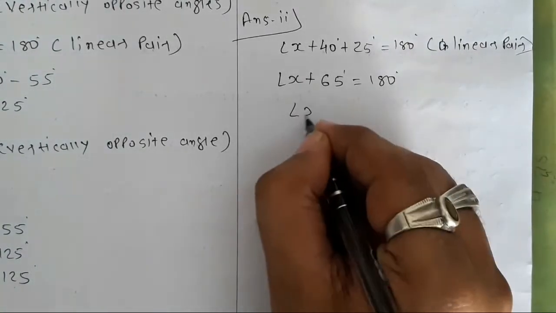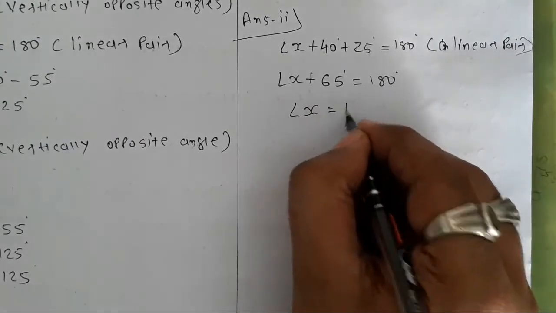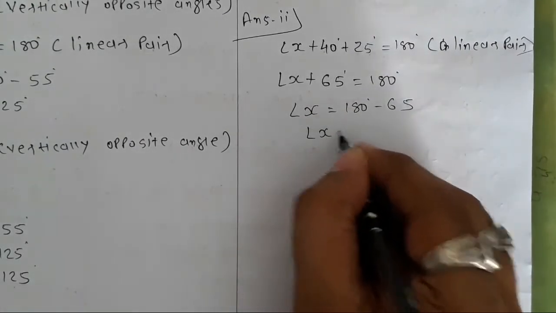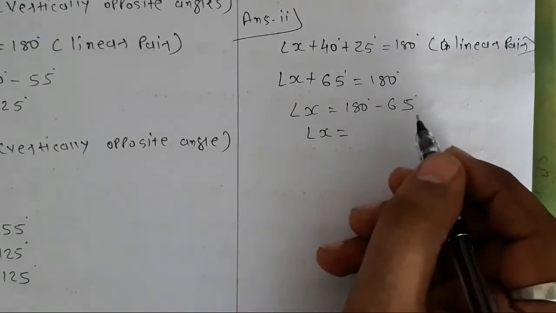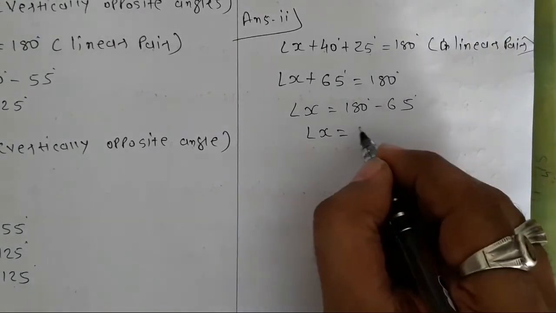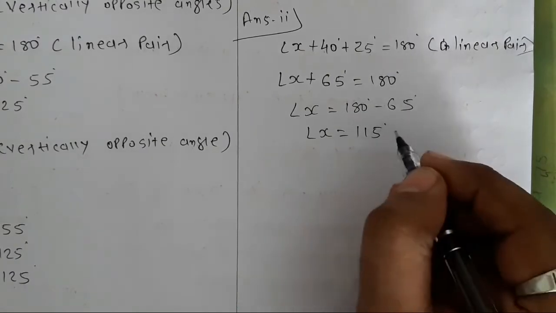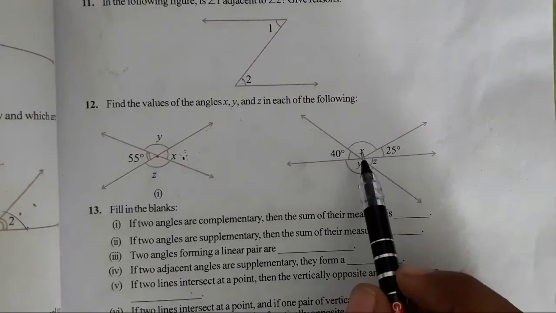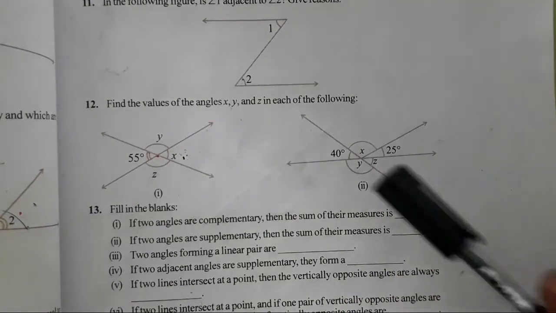Now angle x is equal to, if I change the side of positive 65, it will become negative. So 180 minus 65, I will get 115. So measurement of angle x is equal to 115 degrees. Now we got the measure of angle x. Now we have to find the measure of angle y and z.